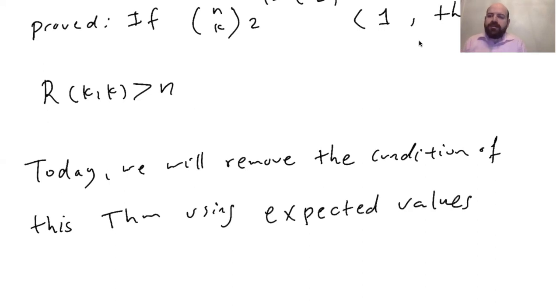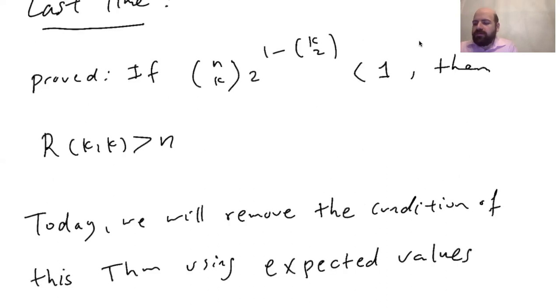Okay, so remember that in this course, the goal is to use probabilistic methods to prove results about graph theory and in particular Ramsey theory. Now, one common technique of probability theory is using first moments, also called expected values. Another method is using second moments, which we will get to later. But today we will use expected values, or first moments, to prove a theorem that has no condition on n and k.